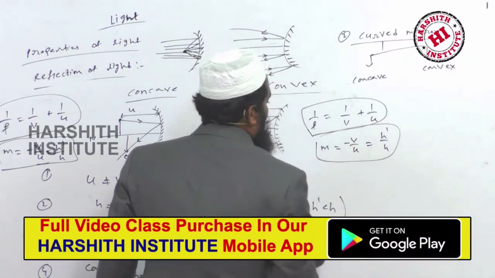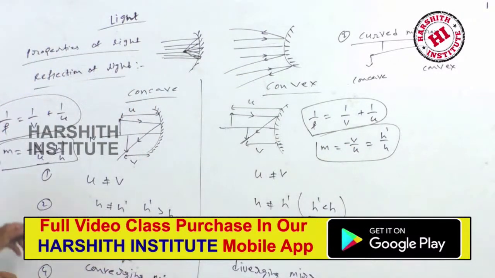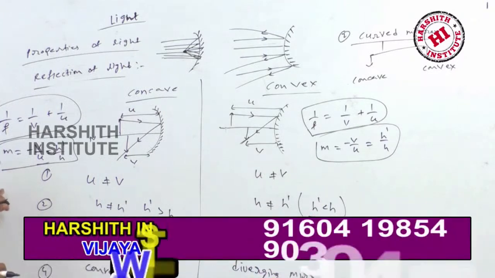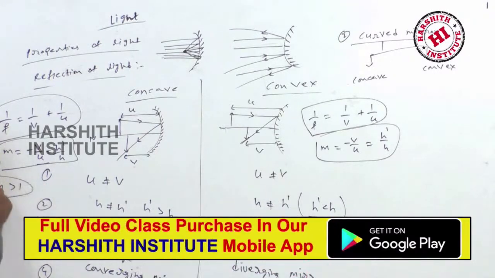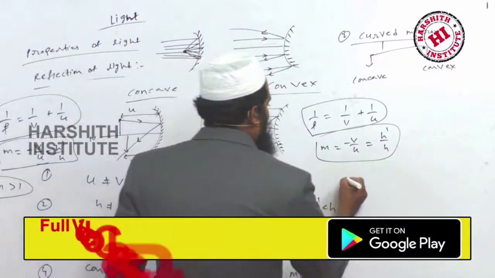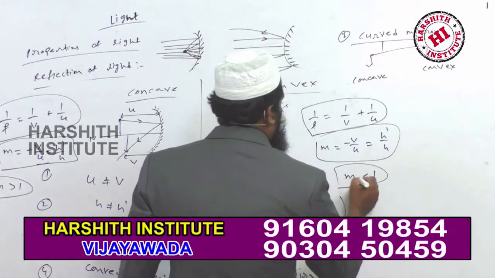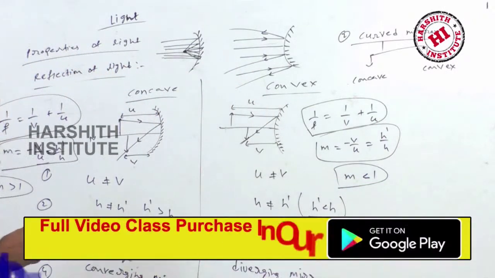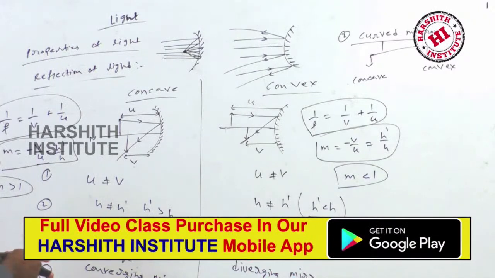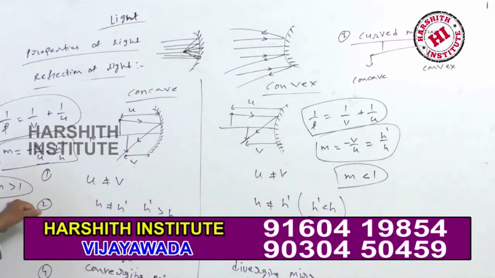In the case of a concave mirror, the magnification value can be more than 1. In the case of a convex mirror, the magnification is always less than 1. Magnification in a concave mirror is more than 1. So these are the conditions.